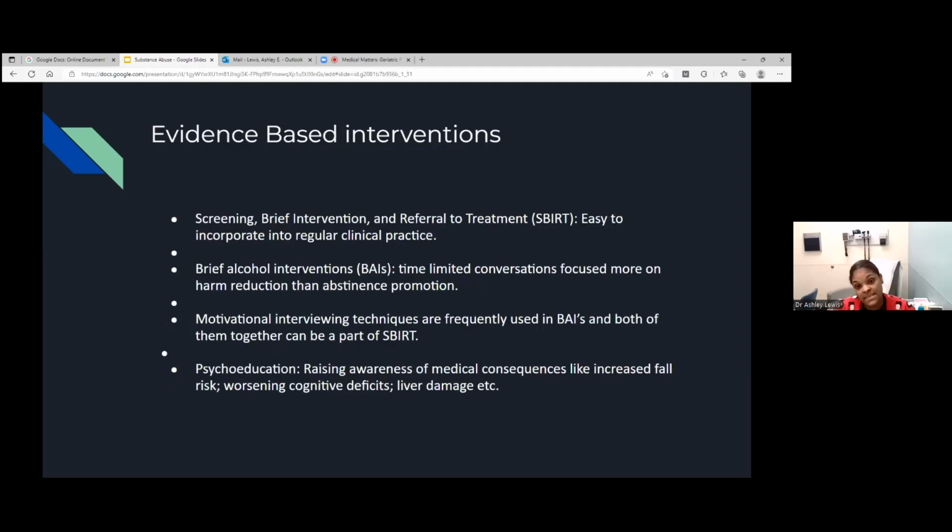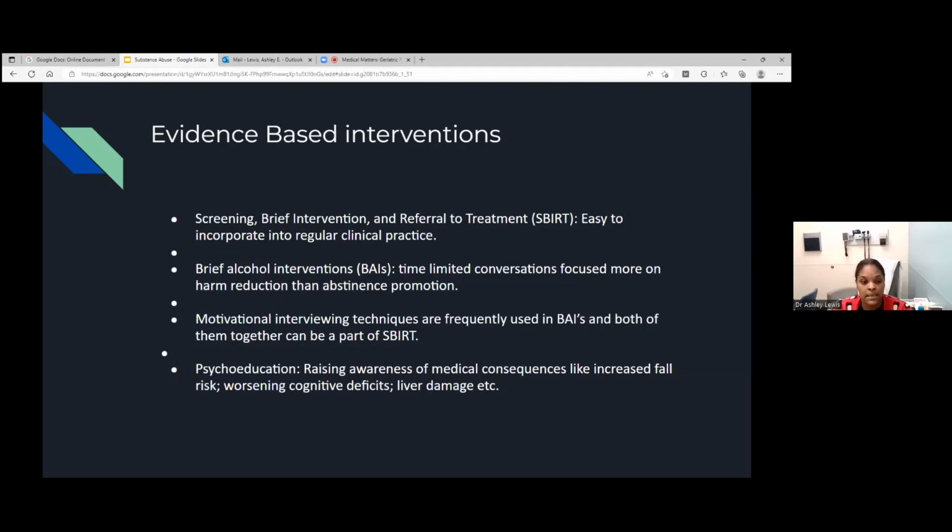So, evidence-based interventions for alcohol use disorder. You have screening, brief intervention, and referral to treatment, which is easy to incorporate into regular clinical care. You also have brief alcohol interventions, which are time-limited conversations focused more on harm reduction than abstinence promotion, as well as motivational interviewing techniques, which are frequently used in the brief alcohol interventions. Both of them together can be a part of the screening, brief intervention, and referral to treatment.